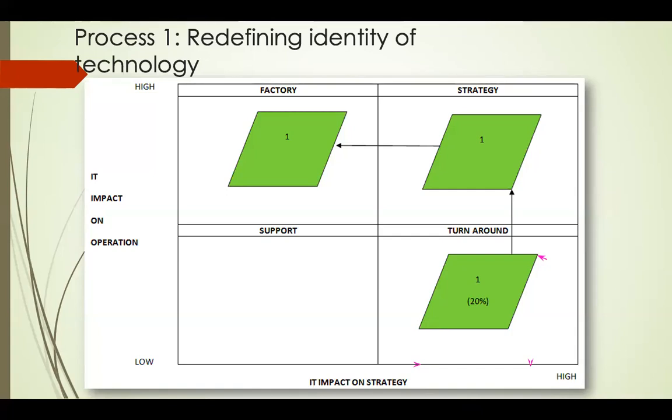So after the turnaround, the process proceeds to the strategic quadrant. In this quadrant, the implementation of the new technology transforms the organization and enables the core strategy and operations of the organization as mentioned in the alignment model earlier. The process then moves into the factory quadrant as it still improves the core processes and performance, and it also reduces costs and saves resources and creates value for the organization.